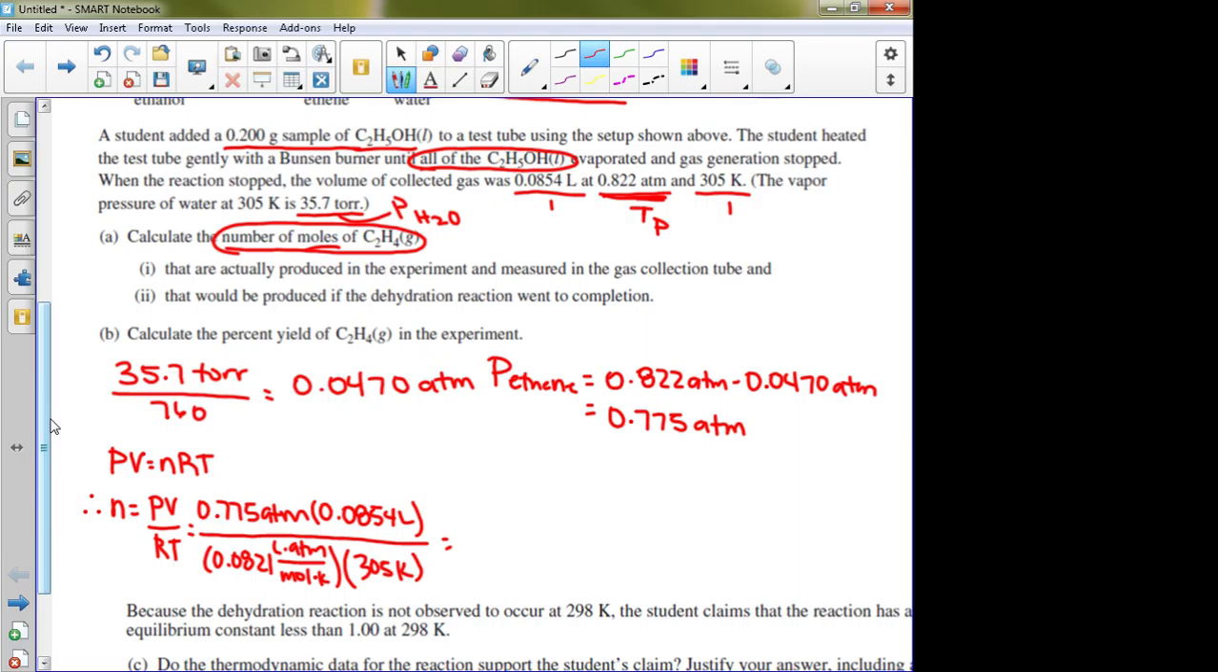And what answer do we get? 2.64 times 10 to the negative third moles. So that doesn't answer this problem. That answers this one, the moles actually produced. So you would have gotten 1 point for getting the actual pressure, and then 1 point for getting the number of moles.